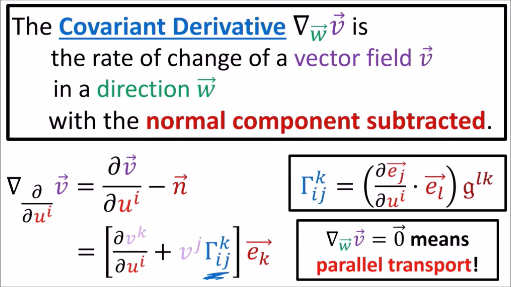And this formula also works for flat space. It's just that in flat space, we work with the special case where the normal component of the rate of change is equal to 0.